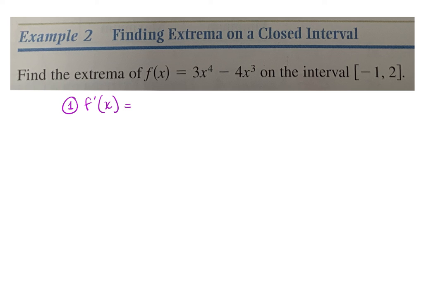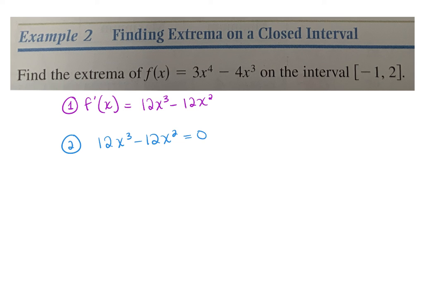My first derivative is easy. 4 times 3 is 12, it's going to be an x cubed. 3 times 4 is also 12, it's going to be an x squared. So my first step, find the derivative. My next step is to set that derivative equal to 0. 12x cubed minus 12x squared equals 0.